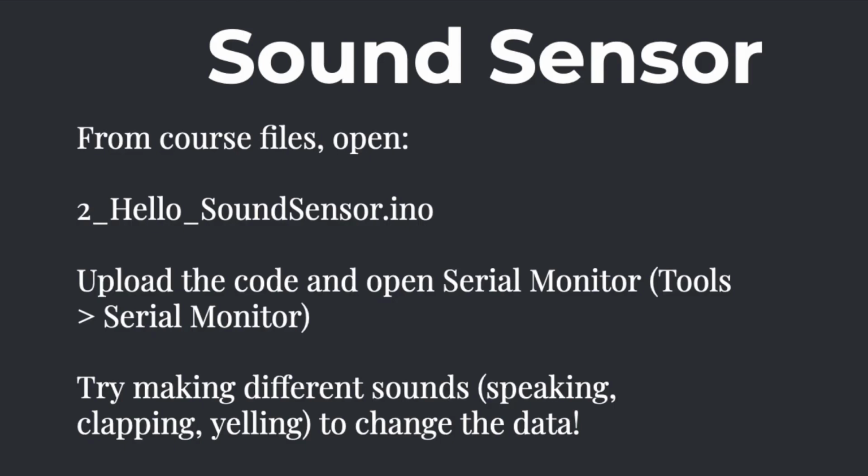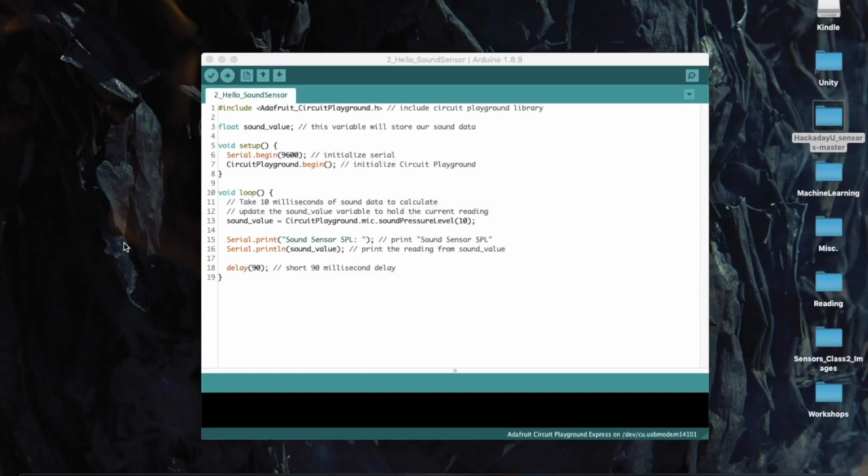Open the sketch to Hello Sound Sensor. You can find this both in your course materials and in the examples, but an annotated version is in the course files. In this sketch, we see a new kind of variable, which is called a float. A float is a variable that has a decimal. This allows us to store more specific data than if we were using an integer, which does not have a decimal. This will make more sense once we see the value.